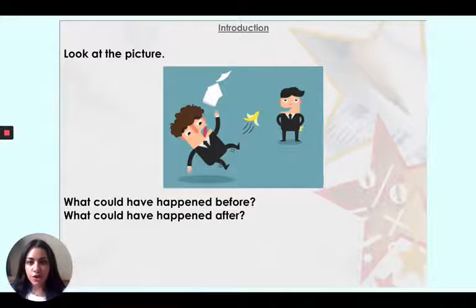So let's have a look at the picture. Have a look at this picture here and see what's happening. So there's someone that's falling over what looks like a banana peel, and his papers are going flying. And there's someone here that has been eating bananas. So, what do you think could have happened before this picture? You can write the answer, or you can think about it, or maybe you can tell your adult.